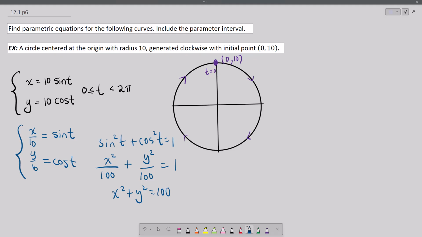Right, because x squared plus y squared equals r squared is the equation of the circle centered at the origin. So the radius of this is in fact 10. So that would be our Cartesian curve, and that would be what we're looking for.